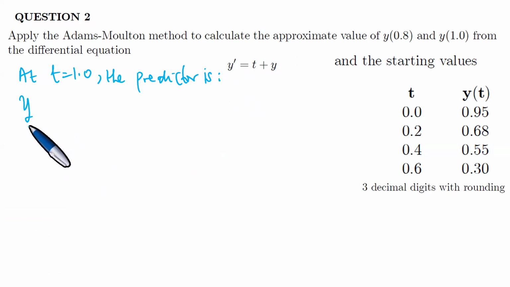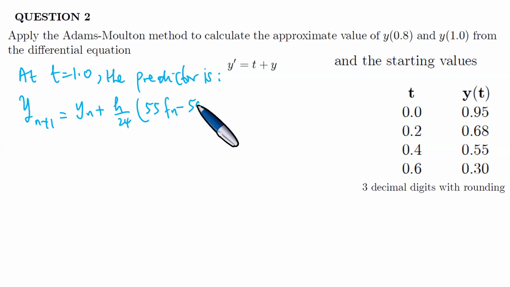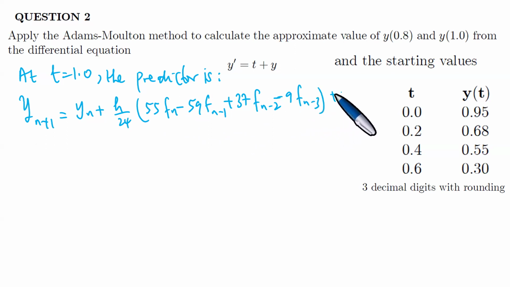You'd remember that you already know the predictor. It is yn plus 1, which is yn plus h over 24, 55 Fn minus 59 Fn minus 1 plus 37 Fn minus 2 minus 9 Fn minus 3, plus 251 divided by 720 h to the 5. And at this point, this one is the predictor.